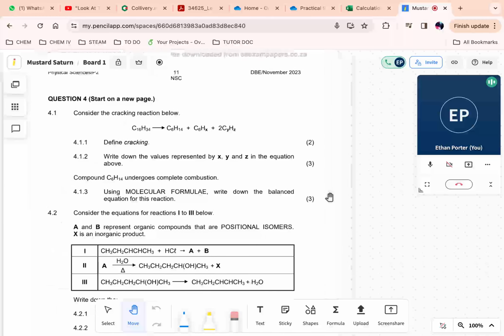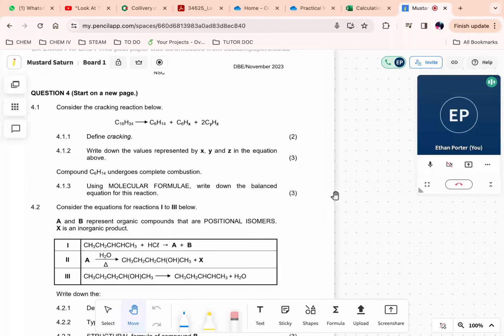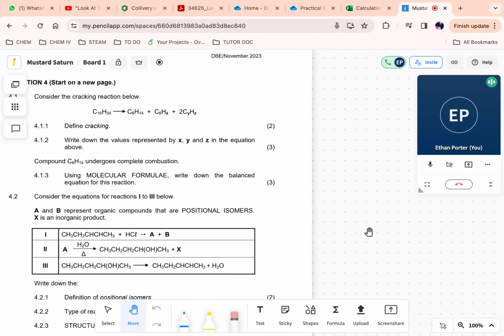The first question, so question 4.1. Consider the cracking reaction below. So the reaction is given, and firstly they want us just to define cracking. Unfortunately this is a definition you'd have to memorize. Cracking is a chemical process in which longer chain molecules are broken down into shorter ones. Often, longer chain molecules are not very useful, and we would want them in shorter molecules.